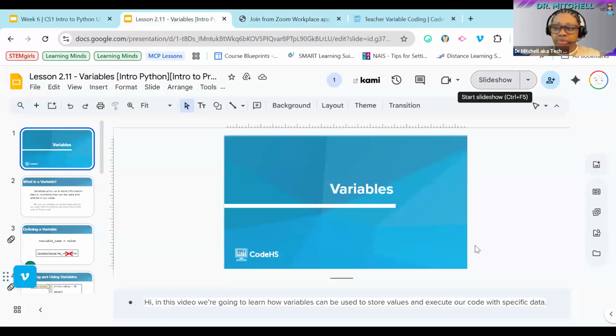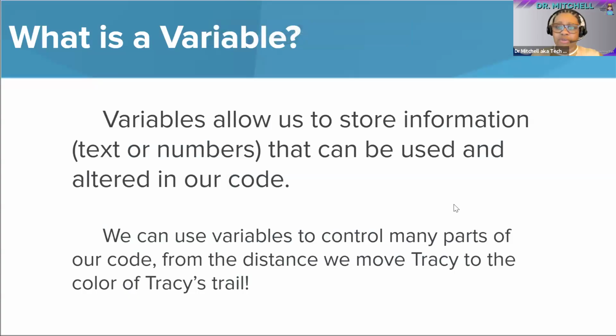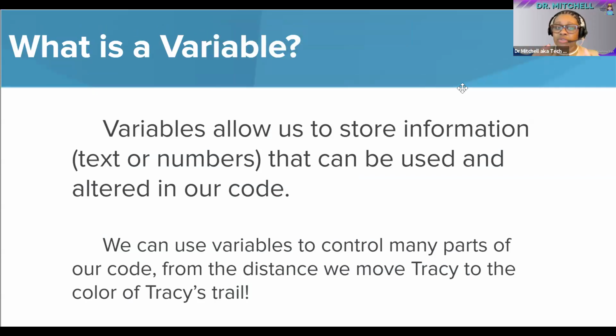So, again, this week will be on variables. You may be wondering what in the world is a variable? Well, it allows us to store information, text, or numbers that can be used and altered in our code. So we ultimately use variables to control parts of our code, from the distance we move Tracy to the color of Tracy's trail. So there's so many different ways that we can do that.